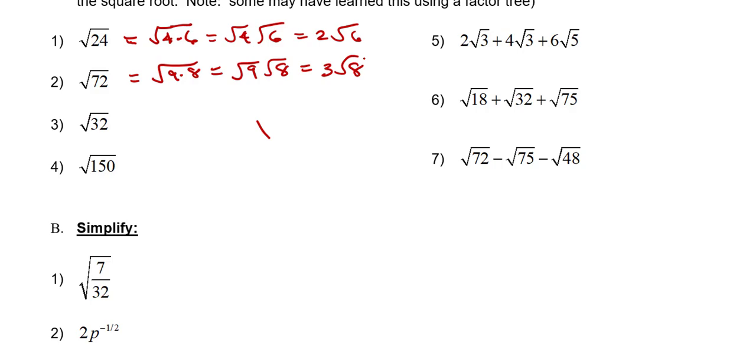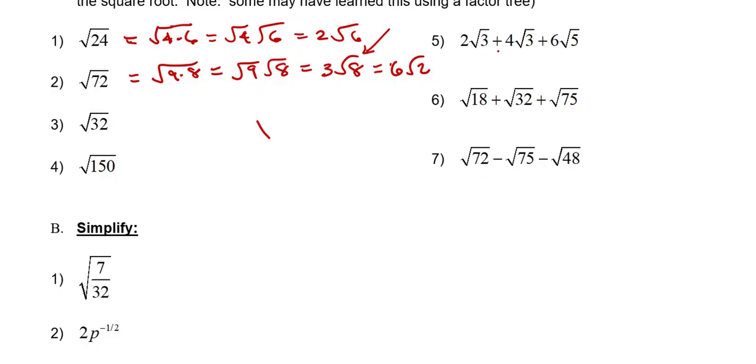And hopefully you spot that the square root of 8 is not simplified all the way, because there's a perfect square factor of 8, which is 4. So it's going to be 3 times 2, or 6 root 2. Okay, because the square root of 8 is just 2 root 2.